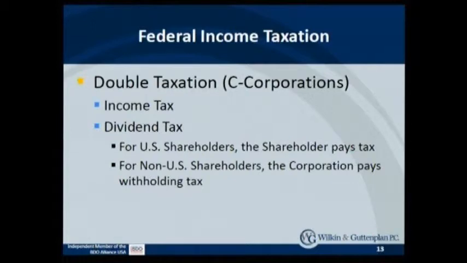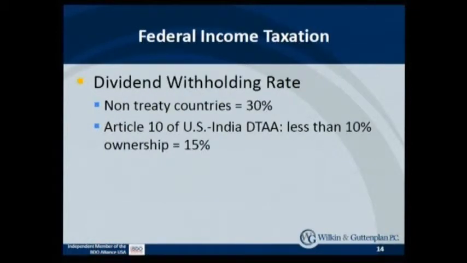Now, if my owner is a non-US shareholder, the IRS doesn't trust that non-US shareholder to file a tax return and pay tax on their dividend. So in that case, the US corporation has a withholding obligation, generally 30% as the statutory rate, on any dividend paid to a non-US shareholder. We'll talk about the treaty exceptions in a minute. So you still have the two levels of tax, but there's a difference between how the US treats and how India treats who pays that second level of tax.